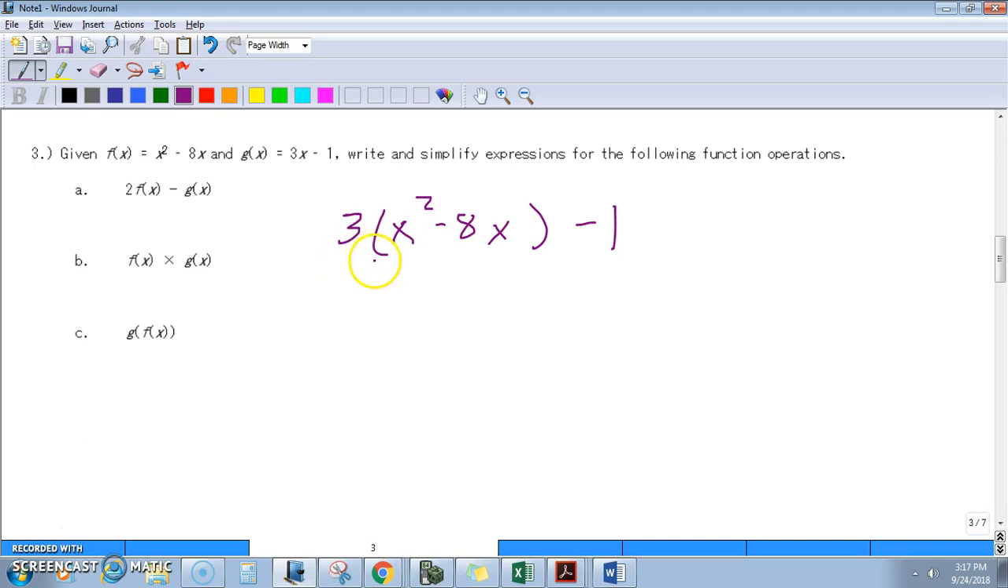Okay, and that could be one answer. It could be 3, I could distribute my 3x squared minus 24x minus 1. And this one I do not think is factorable, so I think that's the farthest that we can go. So I know for sure that these are not inverse functions because I would have been able to simplify it down to x, and I cannot do that.